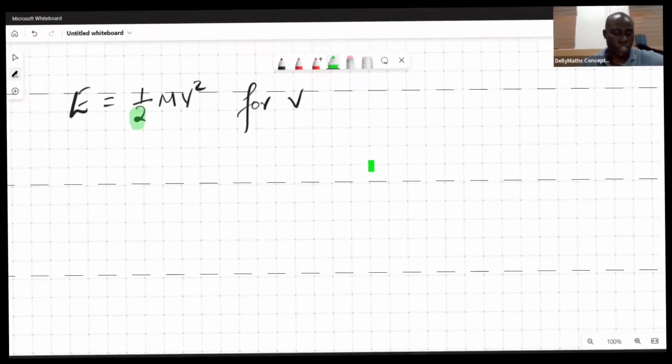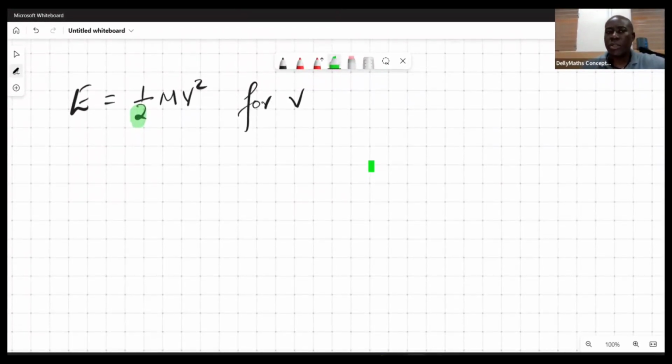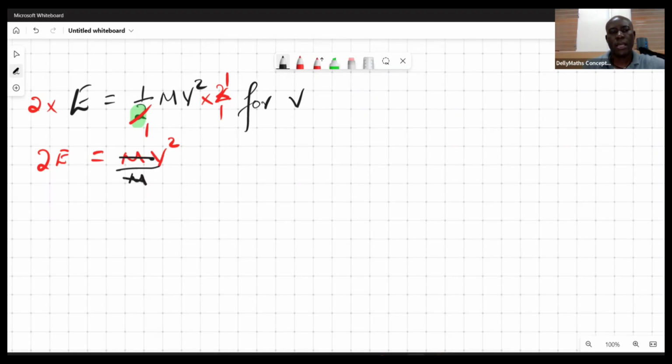We could get rid of that 2 as a denominator. We could multiply both sides by 2. So we're going to multiply the left side by 2, multiply the right side by 2. So basically, this cancels itself right there. So now we have 2e, which is equal to mv squared. At this time, we want to divide both sides by m so that the m on the right side cancels, balanced by dividing the left side by m. We're now looking at 2e over m, and this is equal to v squared.